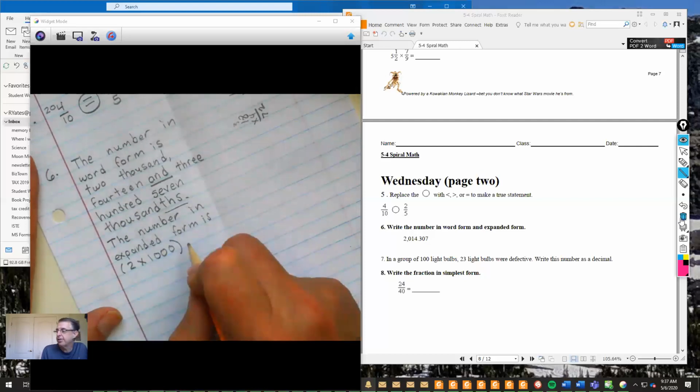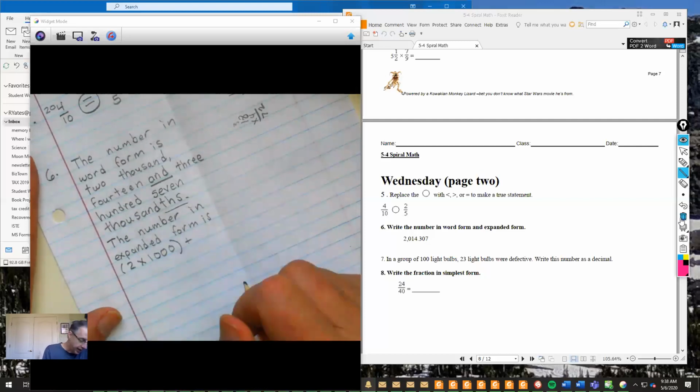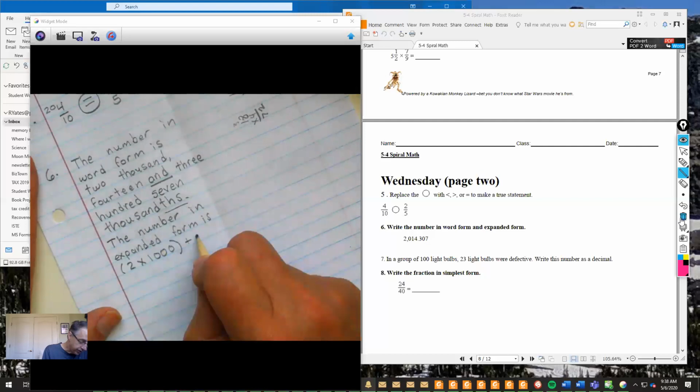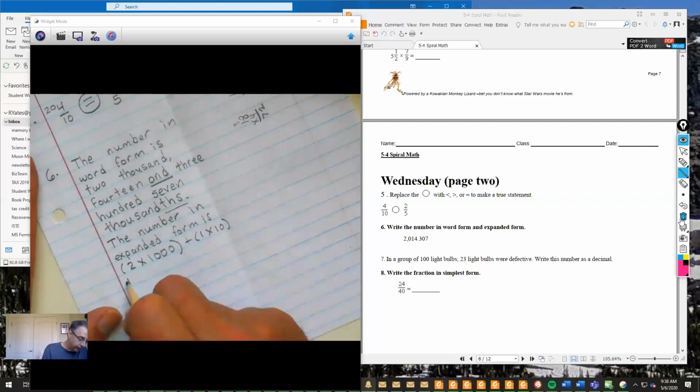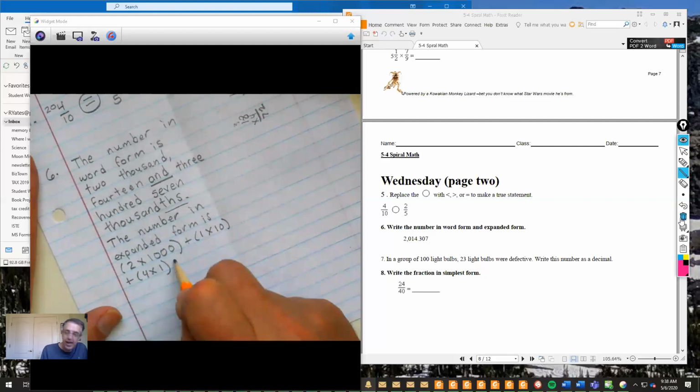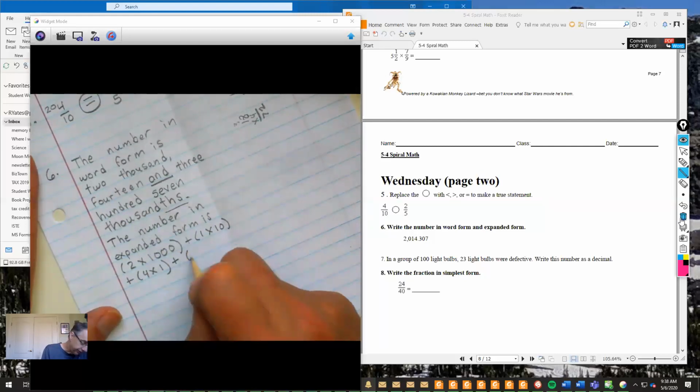I don't have any hundreds, so I'm going to leave those alone. I have 10, so I'm going to pick 1 times 10. And I have 4 ones, so I'm going to put 4 times 1. Then I'm going to be adding in my decimals. I'm going to have 3/10, 3 times 1 over 10.